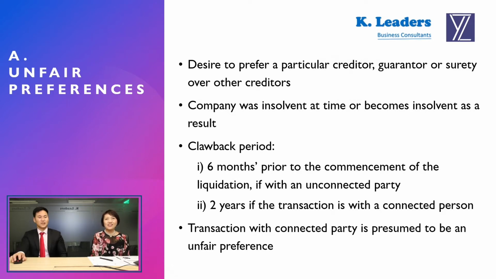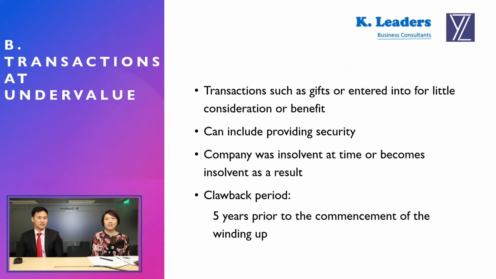Okay, thank you. So the next type of transaction that is commonly looked at is what we call transactions at undervalue. So this is where the insolvent company might have gifted some assets or entered into a transaction that has very little benefit to itself. And this might include providing security for someone else's loans. And again, the company must have been insolvent at the time or become insolvent as a result of the transaction. And the period for this is 5 years prior to the commencement of the winding up. That means if the transaction happened within that five-year period, a liquidator may challenge it. I see.